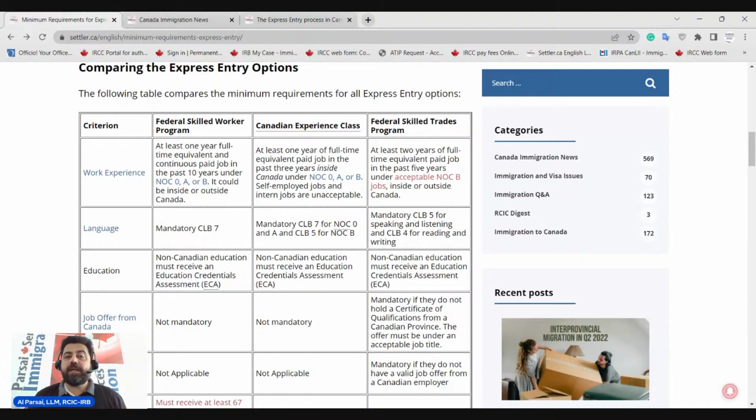And before COVID-19, IRCC used to hold 2 draws every year dedicated to federal skilled trades to allow them to be selected by the government. Since COVID-19, I haven't seen any specific draws for a federal skilled trades program. However, some of the provinces have proactively tried to select skilled trades people from the pool of Express Entry. For example, a few weeks ago, Ontario invited more than 1,500 skilled trades people from the pool of Express Entry.